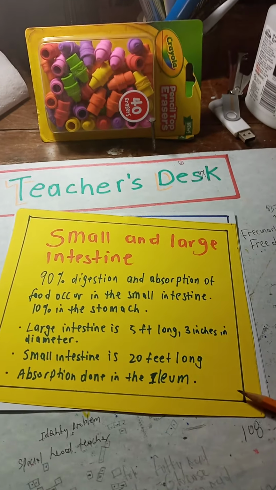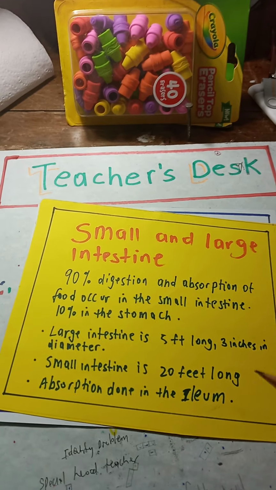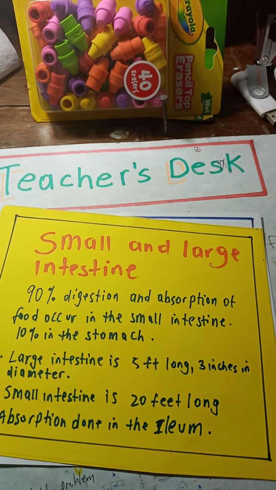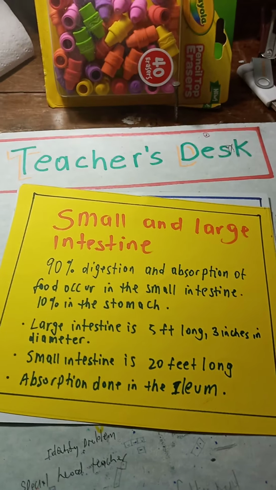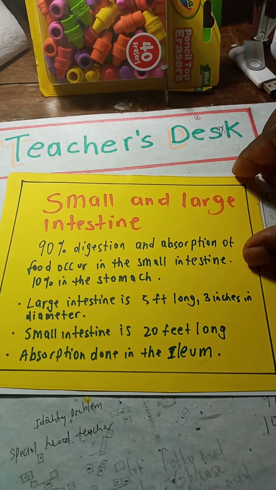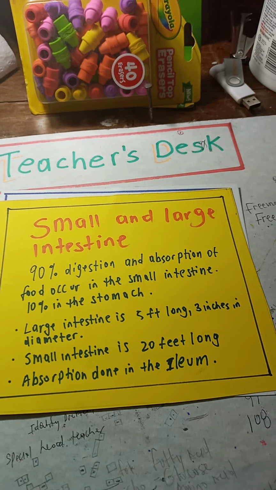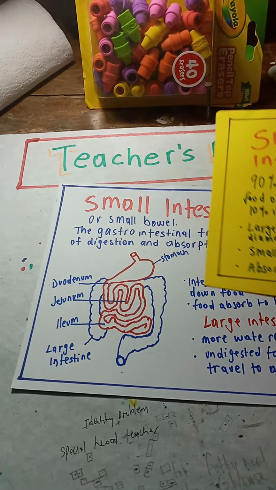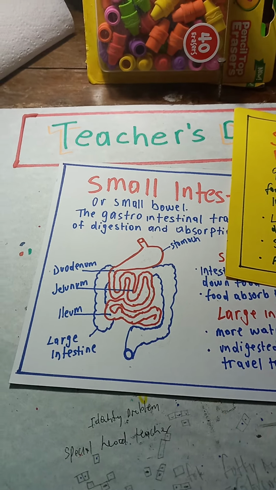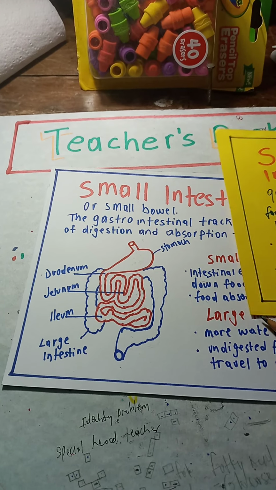So the small intestines and large intestine: 90%, as I said earlier, of absorption will take place in the small intestines, which is 20 feet long. And absorption is done in the ileum. And the ileum is that small part here. This is the ileum. It's where digestion takes place.